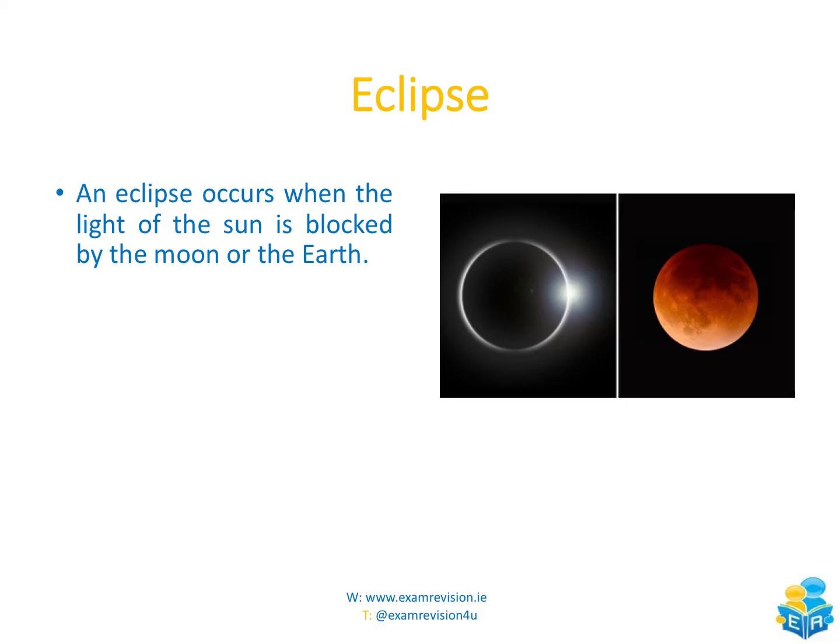Okay, so we're now going to combine the sun and the moon and the earth, and we're going to start to have a look at eclipses. So there's 2 types of eclipses. We can have lunar eclipses, or we can have a solar eclipse.